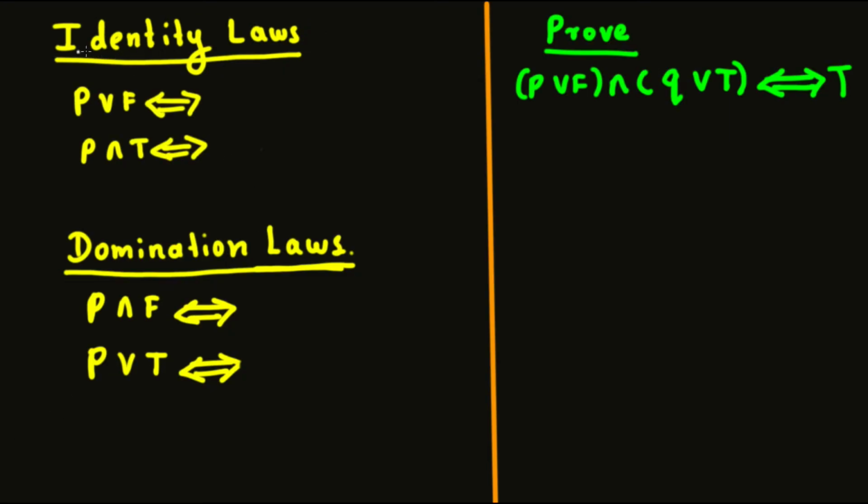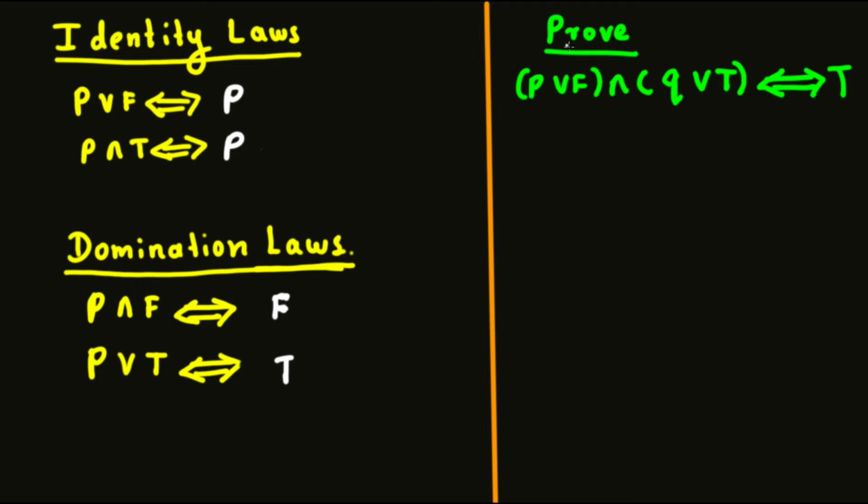The first law is identity law. Identity law says when we have P or false, that is equivalent to P. And when we have P and true, that is also equivalent to P. They call this identity law because we get the same result, or we can say identical statements. And the next law is domination law. When we have P and F, that is equivalent to F. And when we have P or true, that is equivalent to true. So this is called domination law because the letters dominate the statements.